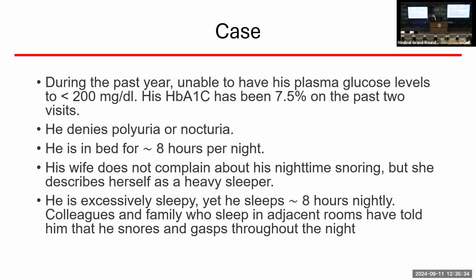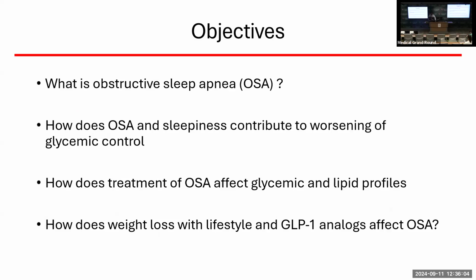He denies symptoms of polyuria or nocturia and states that he's in bed for about 8 hours per night. His wife does not complain of having noted his nighttime snoring, but she reports that she herself is a heavy sleeper, and history may not be reliable on that front. He states that he's excessively sleepy, yet he claims that he sleeps 8 hours per night. Colleagues and family of his who have slept in adjacent rooms have told him that he snores and gasps throughout the night. So essentially, this is a patient who is most likely having obstructive sleep apnea.